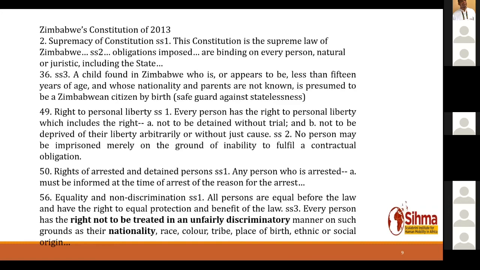The right to personal liberty, it says every person, rights of arrested and detained persons, any person, equality and non-discrimination. All of these are talking about all persons, every person, so they include migrants. And particularly in countries where there's no proper migrant protecting legislation, or where the legislation isn't being properly implemented, it's really crucial that we look to our constitutions. Just coming back to section 59.3, it says every person has the right not to be treated in an unfairly discriminatory manner on such grounds as nationality, race, color, tribe. And so in particular, they actually highlight specifically nationality as a basis on which one cannot be discriminated against.